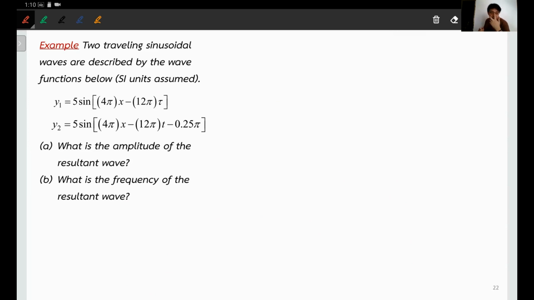Two traveling sinusoidal waves are described by the wave functions below, assume SI units already. What is the amplitude and what is the frequency of the resultant wave? This is the case where I'm going to show you that the underlying principle of the superposition of waves is simple summation. Seriously, that's the point of this example. Your resultant wave is y1 plus y2.